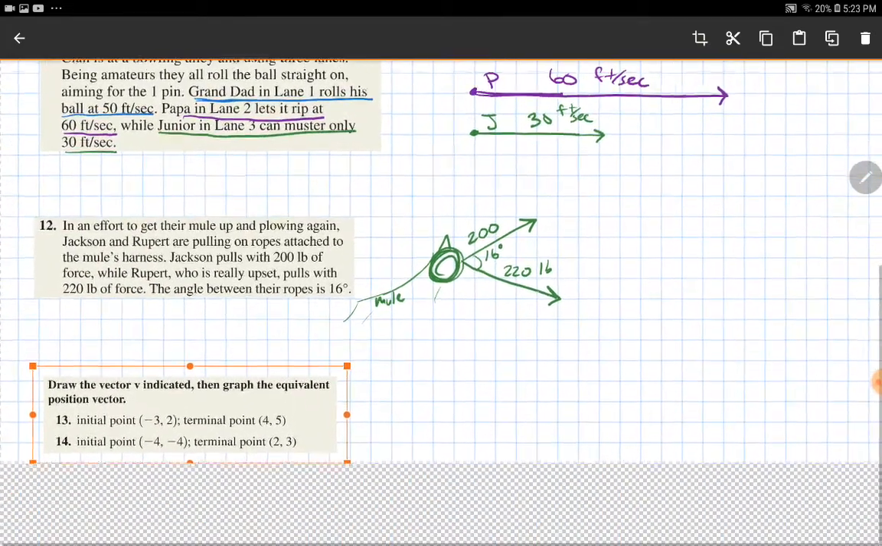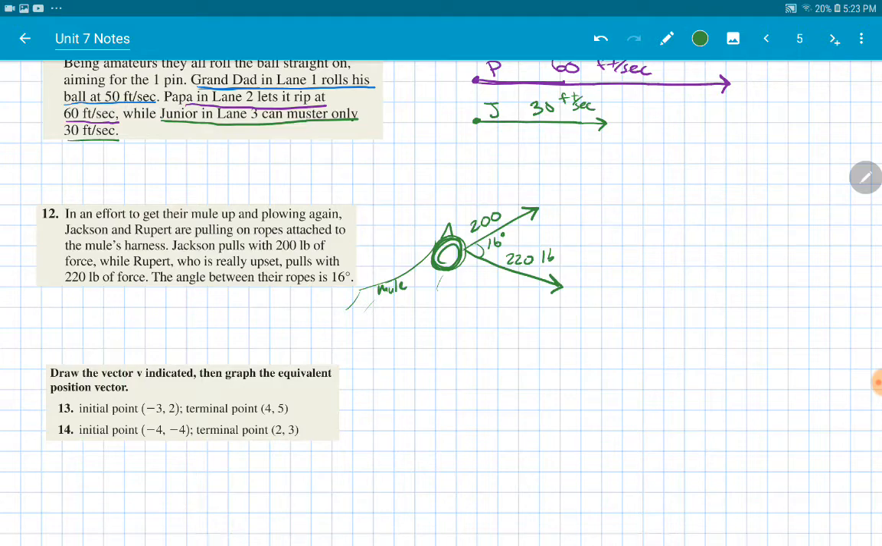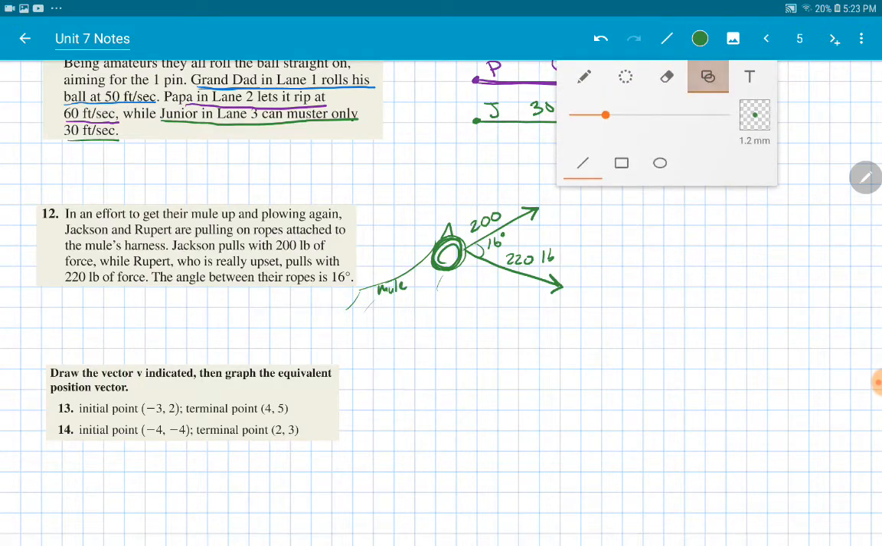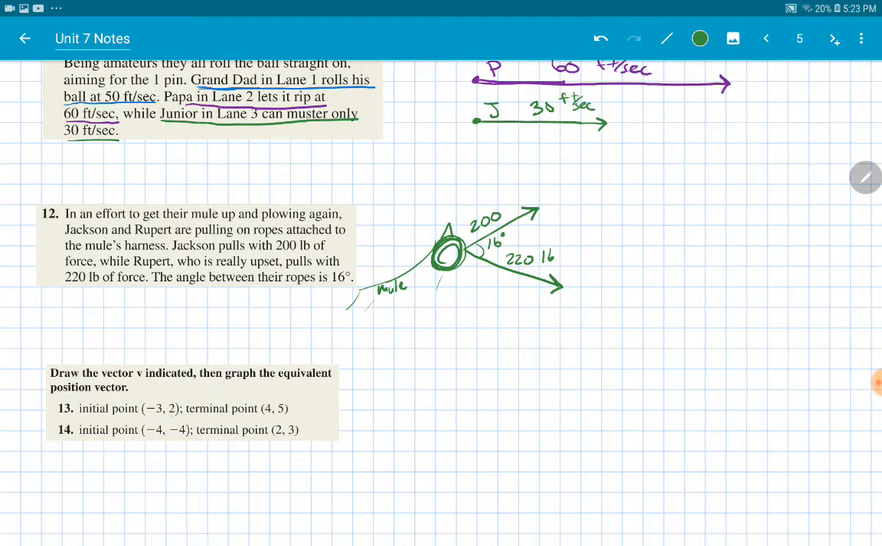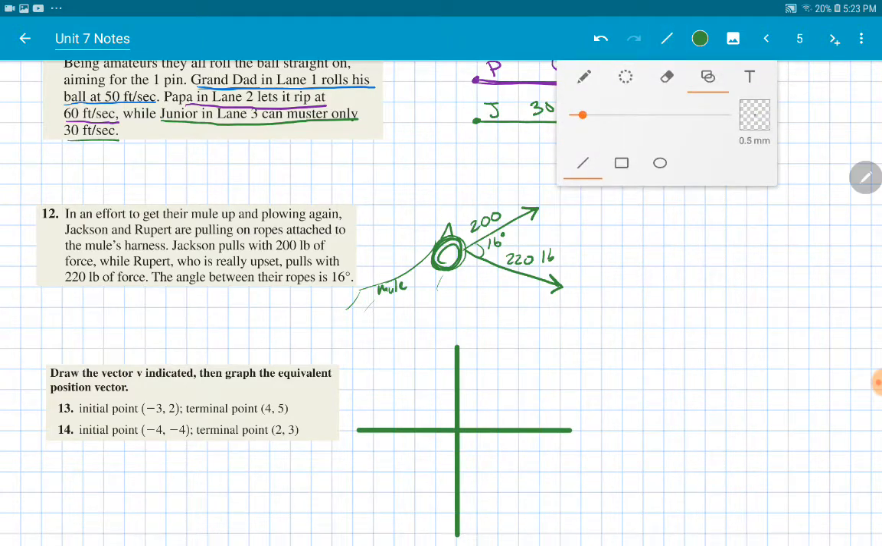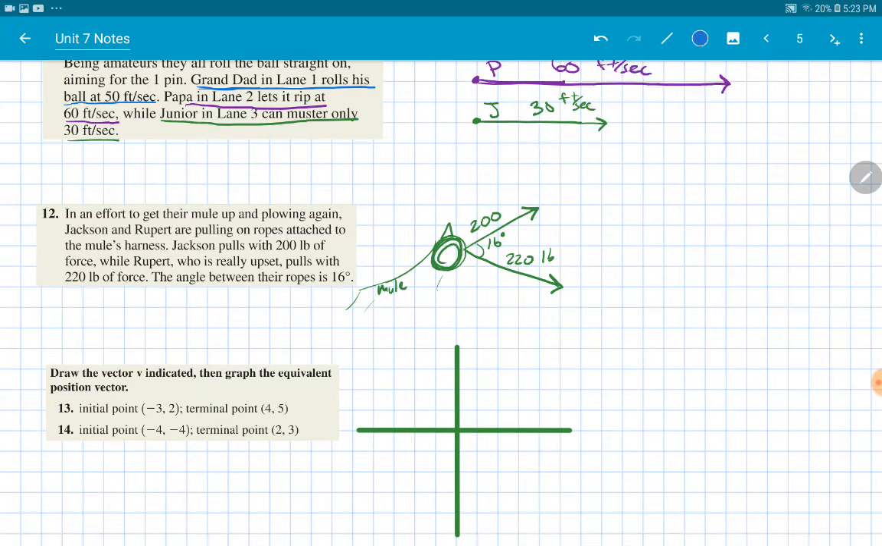So this one's a more graphical example, where they give you the ordered pair of the initial point and the terminal point. So if I have an axis here, my initial point's at -3, 2, so right here. And my terminal point is at 4, 5, so that's 1, 2, 3, 4, 1, 2, 3, 4, 5. There's my terminal point. Then I can draw a line between those two.